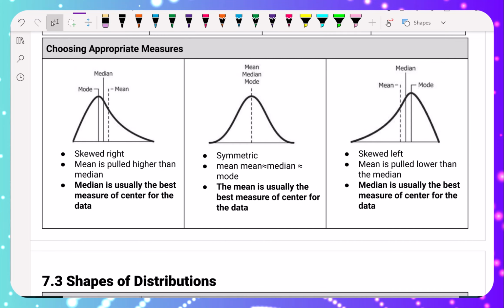It is not in your textbook. Your textbook actually has something similar to this. It's just not as detailed. So this is out of the statistics text that I have.